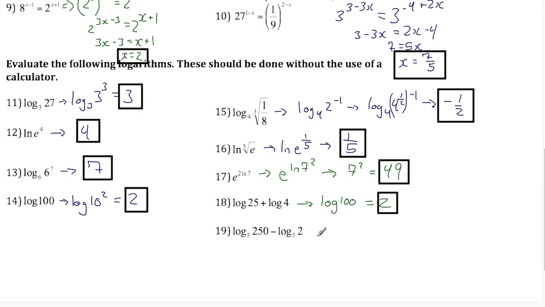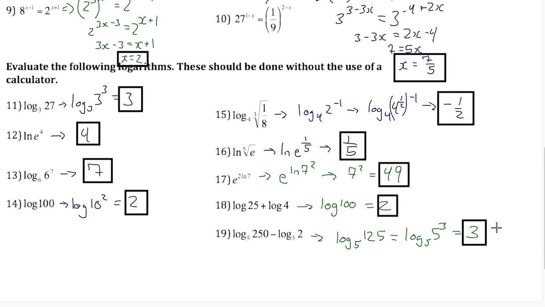And here we have same base. So we can subtract these 2 logs by dividing 250 by 2. 250 divided by 2 is 125. And if we want that 125 to be written with a base 5, well, 125 is really 5 to the third. Log base 5 of 5 reduces to 1, and we're left with 3.